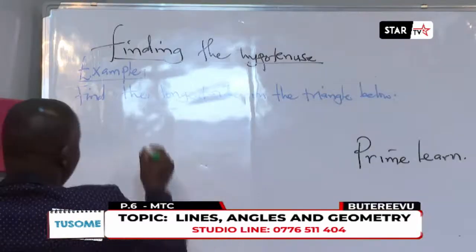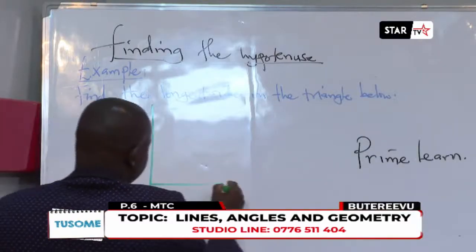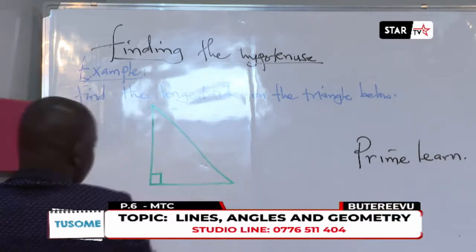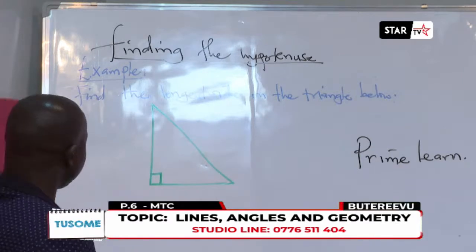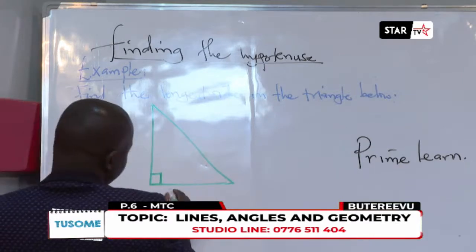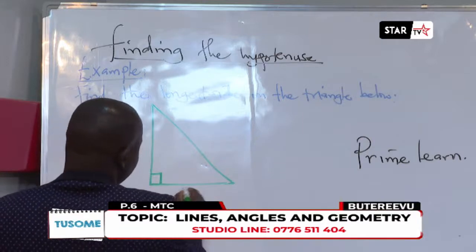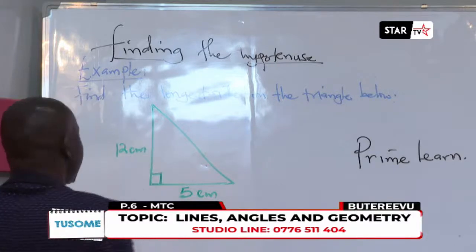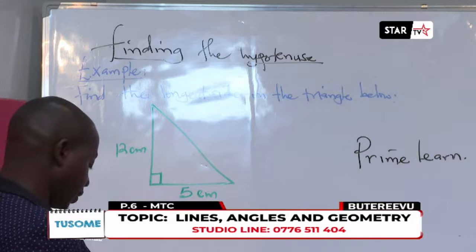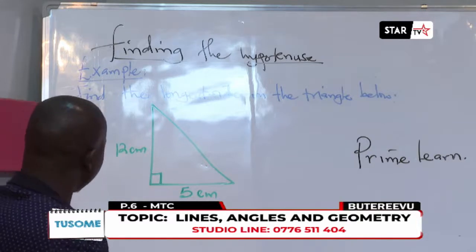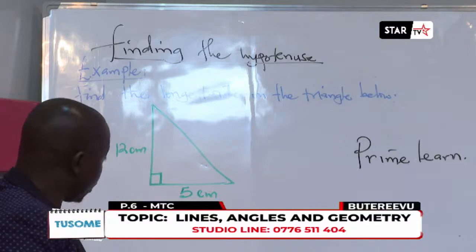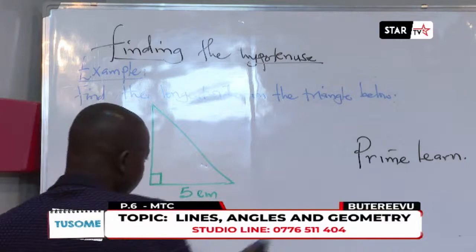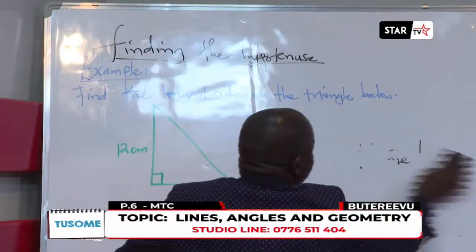And here comes our diagram, or the triangle. Right angle in it. And we have, let's say, 5 centimeters and 12 centimeters, asking us to find the hypotenuse, which is the longest side. How do we find it?